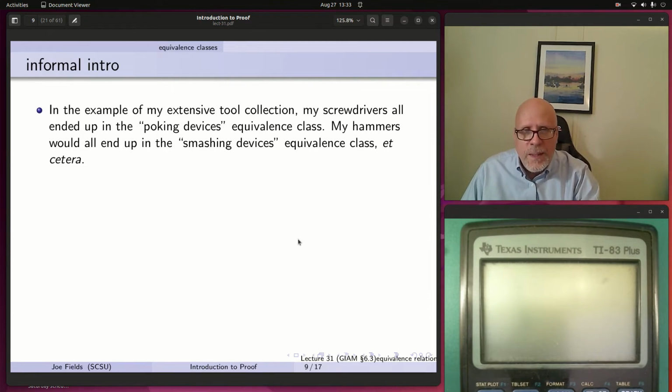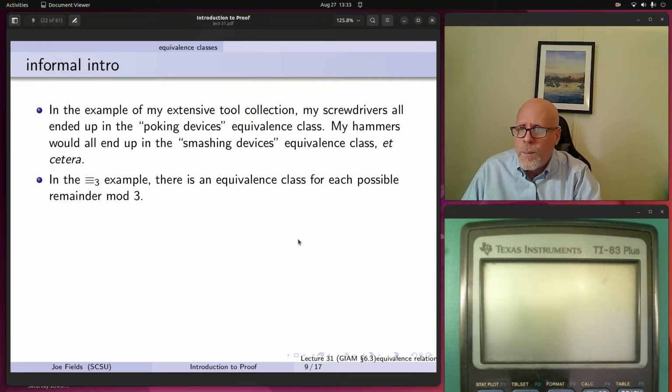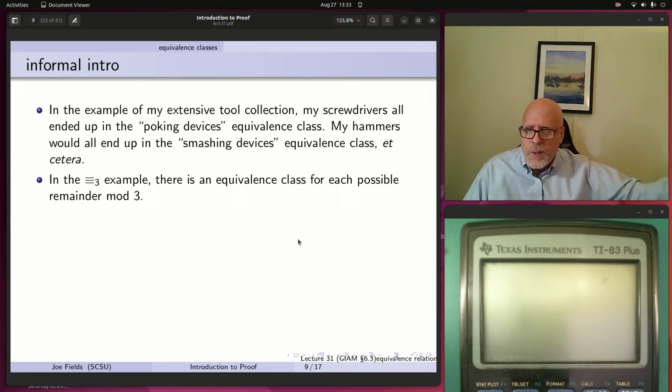But these things are not literally equal to each other. They're just considered equivalent if you have some function in mind for them. Function not in the math sense, but in the mechanics sense.